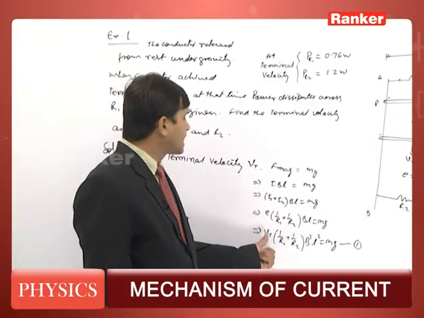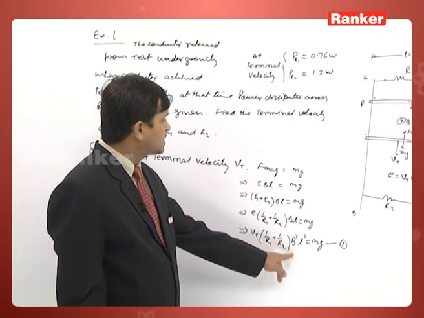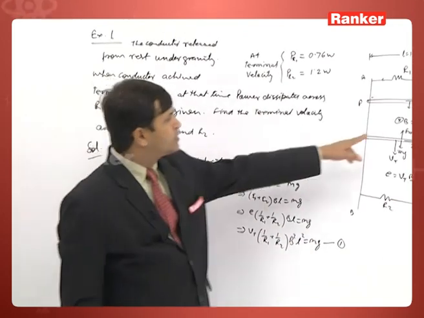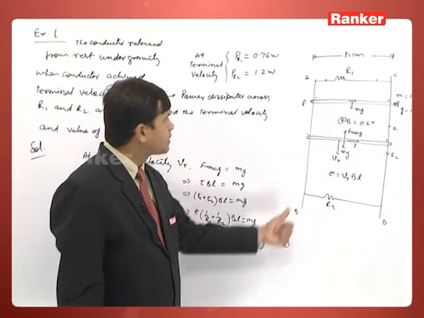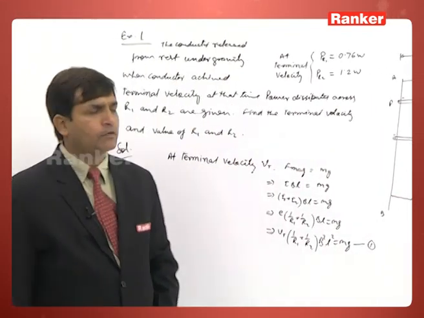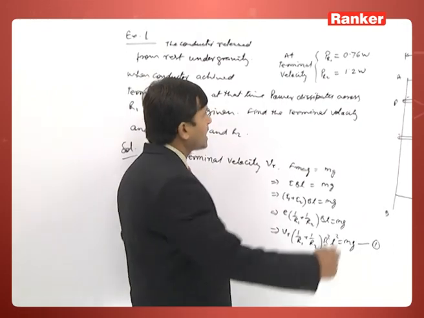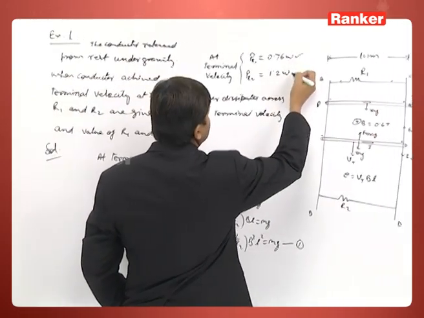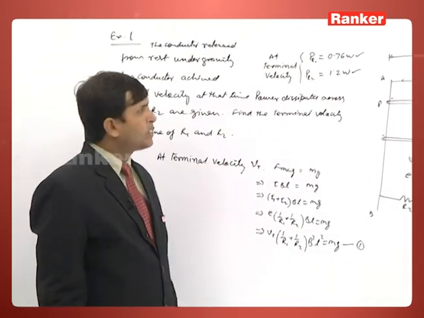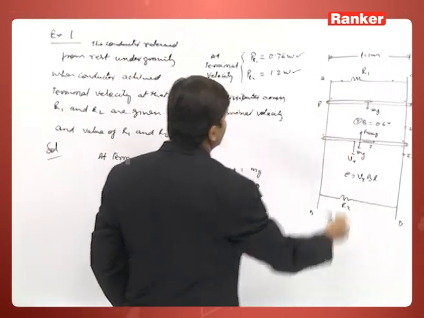In this equation we have three unknowns: Vt, R1, R2. The B squared L squared value and the mg value are known, because B is given, L is given, m is given, and g is also given. So two more equations are required to solve this problem. For those, we have this relation: power across R1 is the EMF across R1 squared by R1.